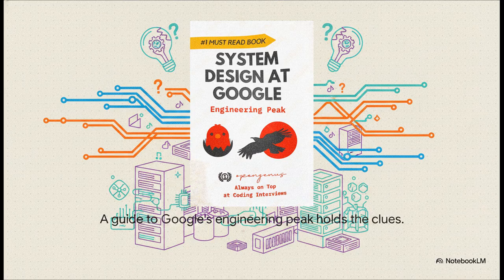For this explainer, we're cracking open the book System Design at Google. Think of this as our treasure map. It's going to guide us through the incredible tools and systems Google had to invent to solve problems that, frankly, no one had ever even seen before.